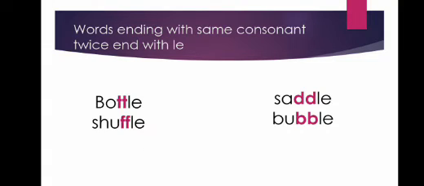Another interesting rule about having LE at the end is the occurrence of a letter twice, double letters. Look at these words: bottle, shuffle, saddle, and lastly, bubble. If you look at the letters in pink, TT, FF, DD, BB, whenever there are letters written twice, usually such words end with LE.